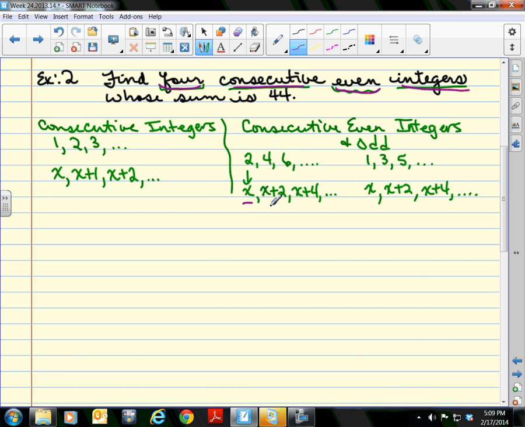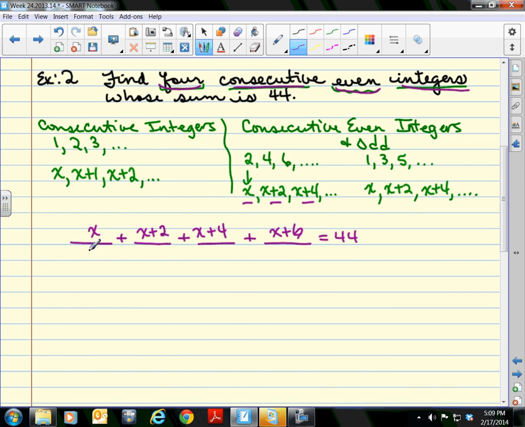Okay, so it's asking for the 4 consecutive even integers. So we want the even ones. We're going to have to add another one there. So they're asking for the sum to be 44. So if I know I've got 4 items whose sum, I'm adding them up, is 44. Now I just need to plug in. So the first one was x, the second one was x plus 2, the third one was x plus 4, and the fourth one would be x plus 6. Good.